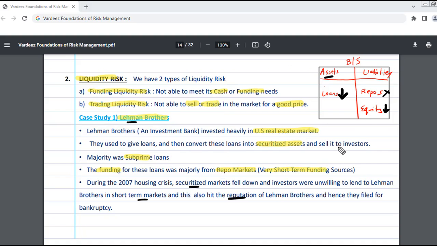All right, but this is essentially the liquidity risk. It hit Lehman Brothers and they were not able to survive.